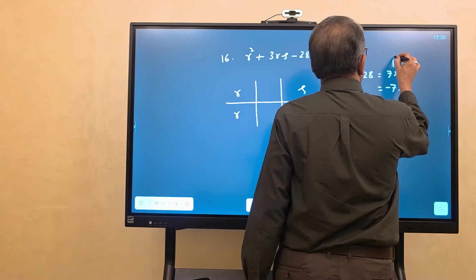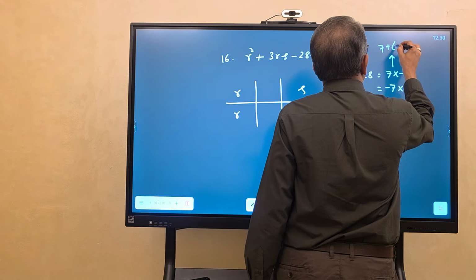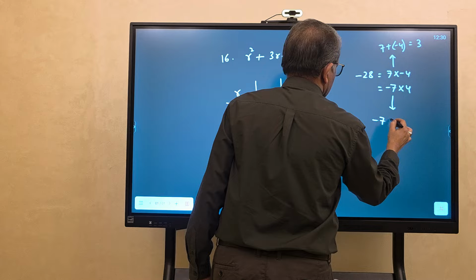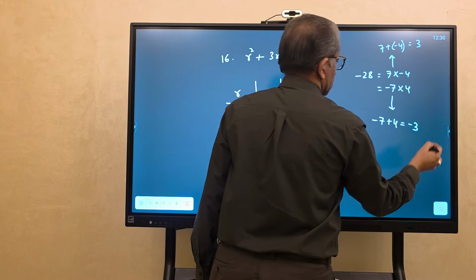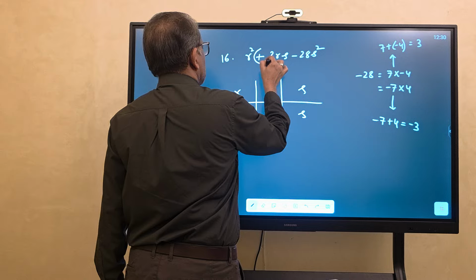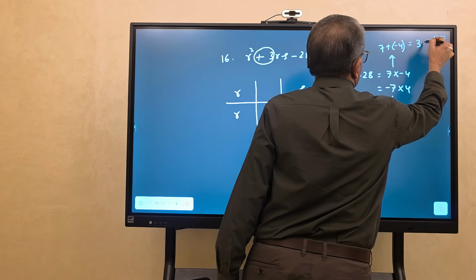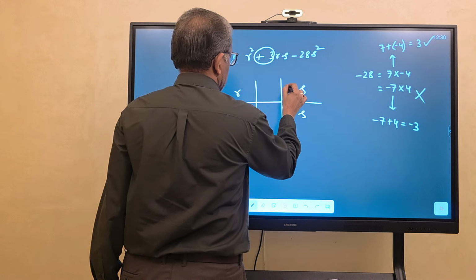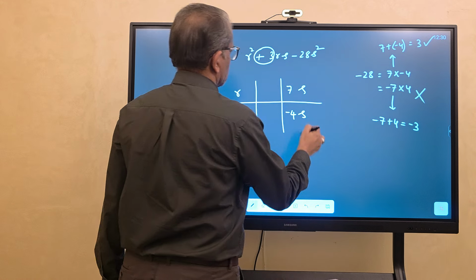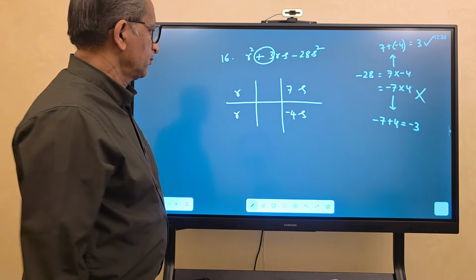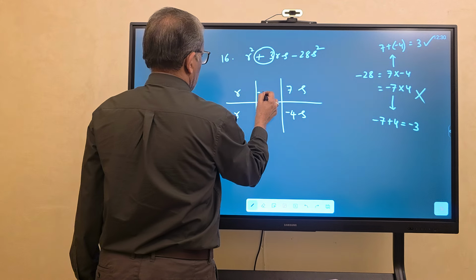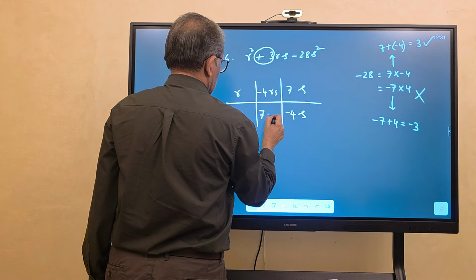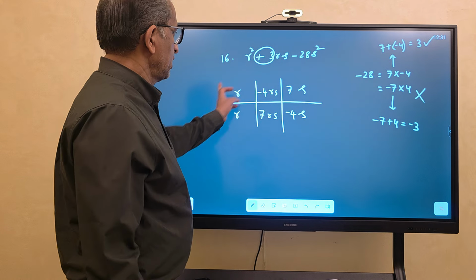But this gives me 7 plus minus 4 equal to plus 3, and this gives me minus 7 plus 4 equal to minus 3. But I have the middle term plus 3. So I will select this, not this. So what are the factors of this? 7 and minus 4. Clear? Then I cross multiply: minus 4rs and 7rs. Let's see, my table is perfect.